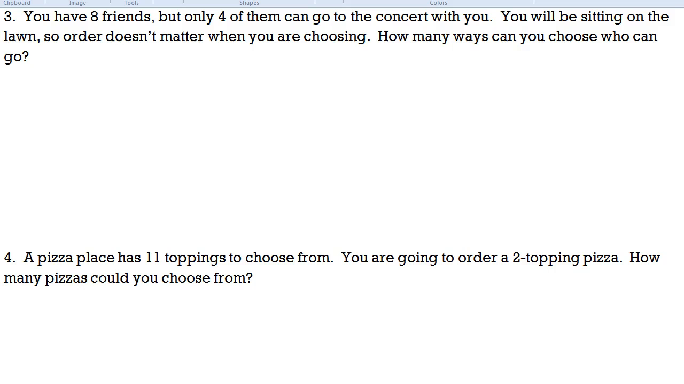Let's go to number 3. You have 8 friends, but only 4 of them can go to the concert with you. You will be sitting on the lawn, so order doesn't matter. How many ways can you choose who can go? So you have 8 friends that want to go to the concert, but you only have 4 seats. So this is an 8C4.